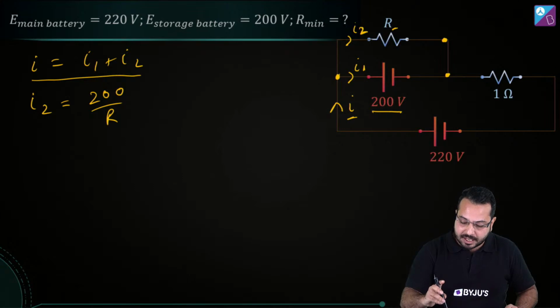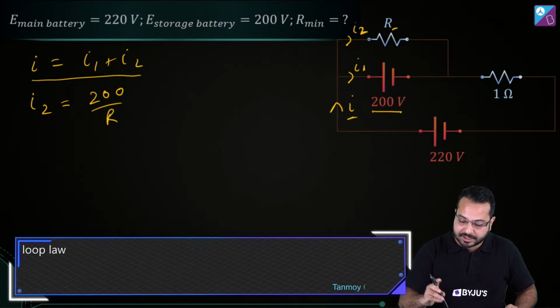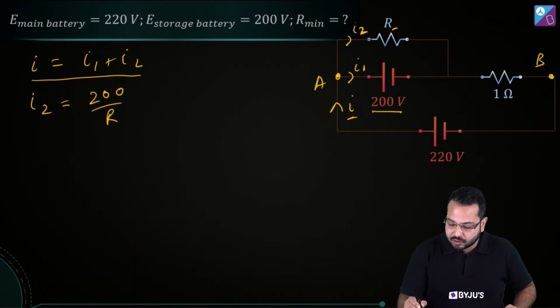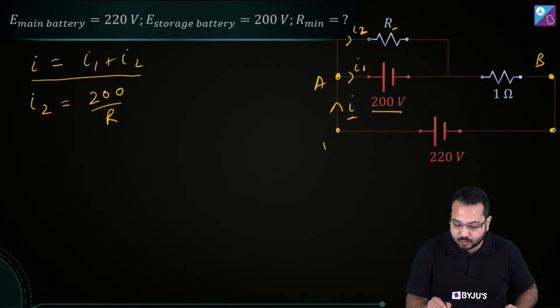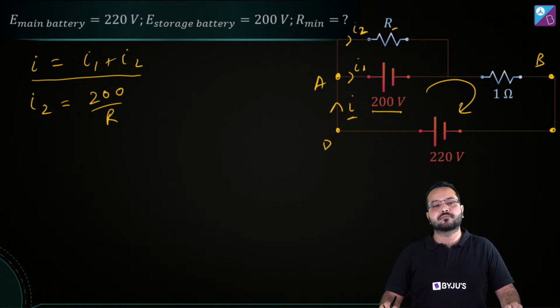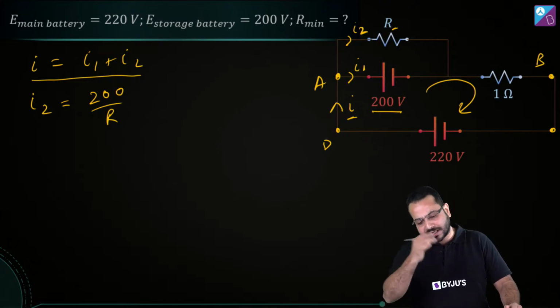Let me name that loop so that you are comfortable with it. I'm talking about going from A to B to C and then back to D and A. Okay, I'm going to go clockwise in this circuit. Okay, I can do that and then I can find what is the value of the current. Okay, so let's do that.